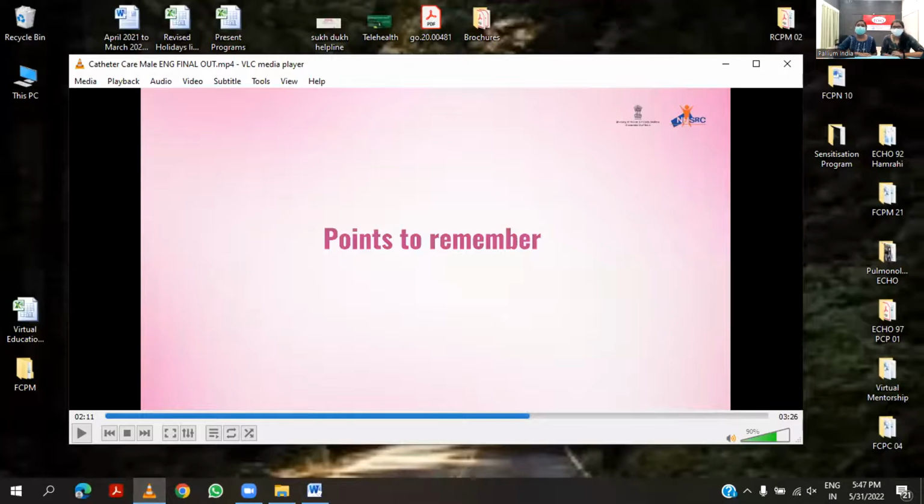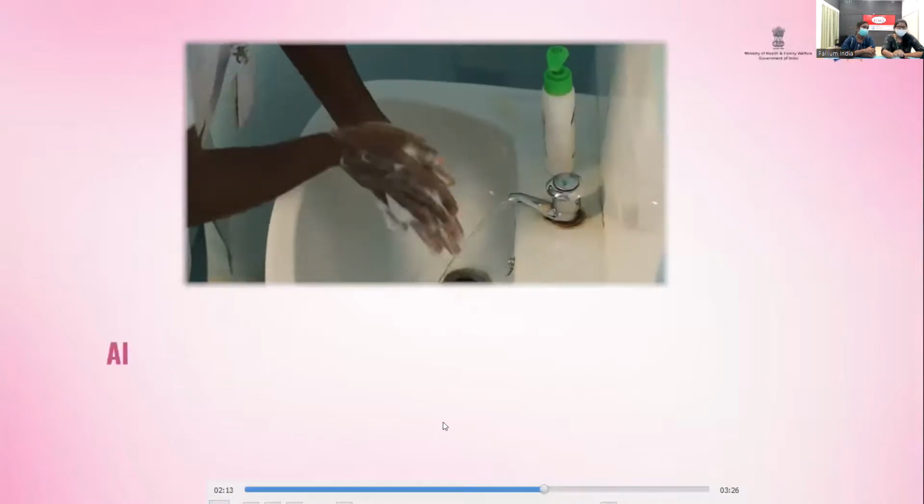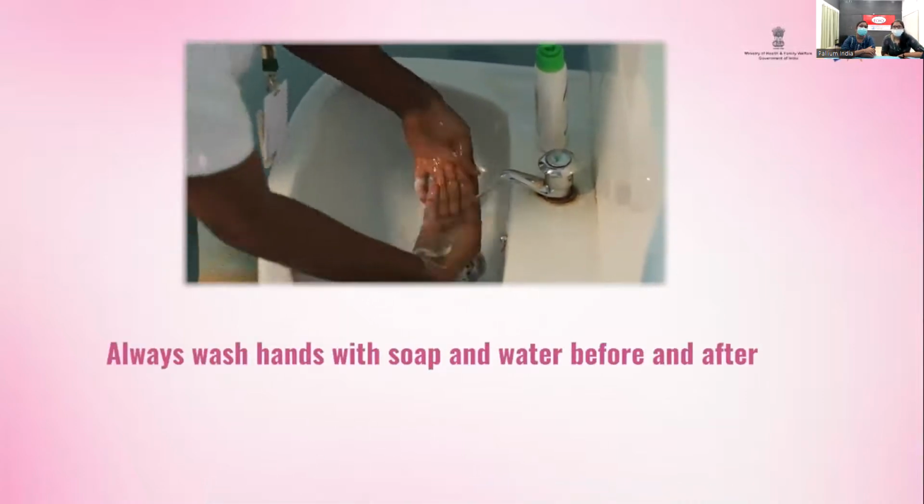So like Sister Reshma has said, as a volunteer who is non-medical, we can't do catheterization because it is a medical process. So as a volunteer, a non-medical person, we can only do catheter care. Illustrating some of the points you have to remember while doing the catheter care: always wash hands with soap and water before and after. So that is the points you have to remember while doing a catheter care. Any questions, or can we move on to the next?